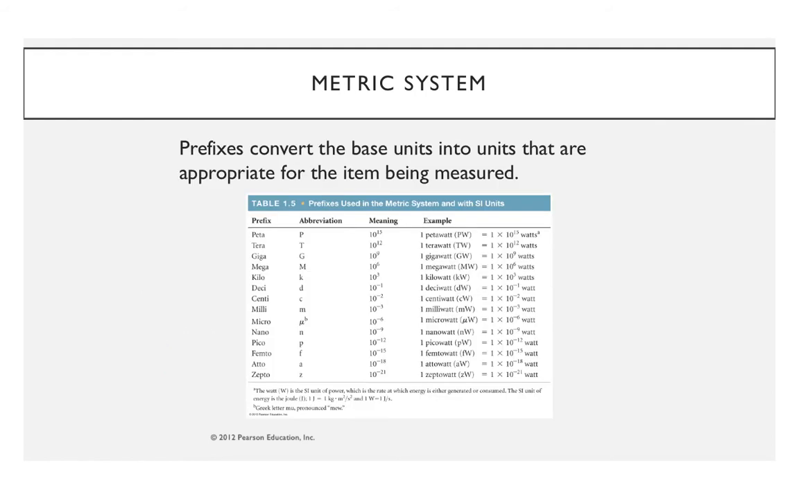All right. In the metric system, though, we can convert base units into units that are appropriate for the item being measured by putting any of these prefixes in front of those base units. Ones that will be important for us in chemistry are kilo, deci, centi, milli, micro, nano. Those are the most important for us in science or in chemistry.